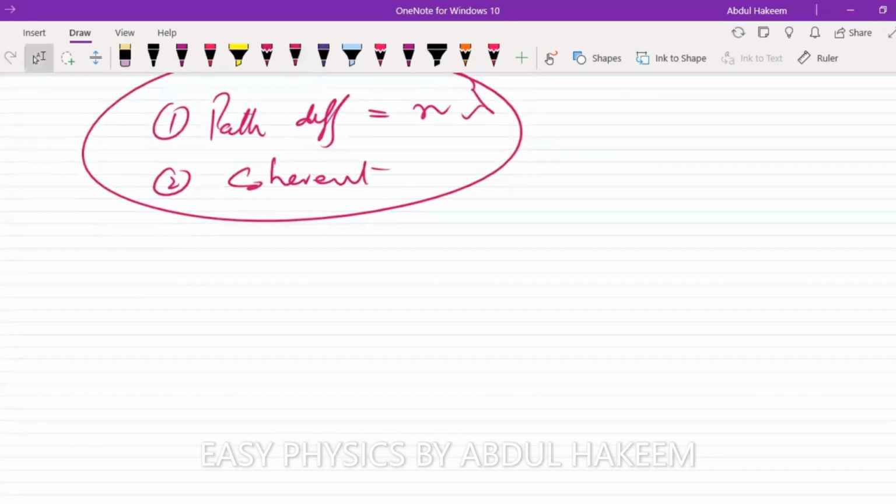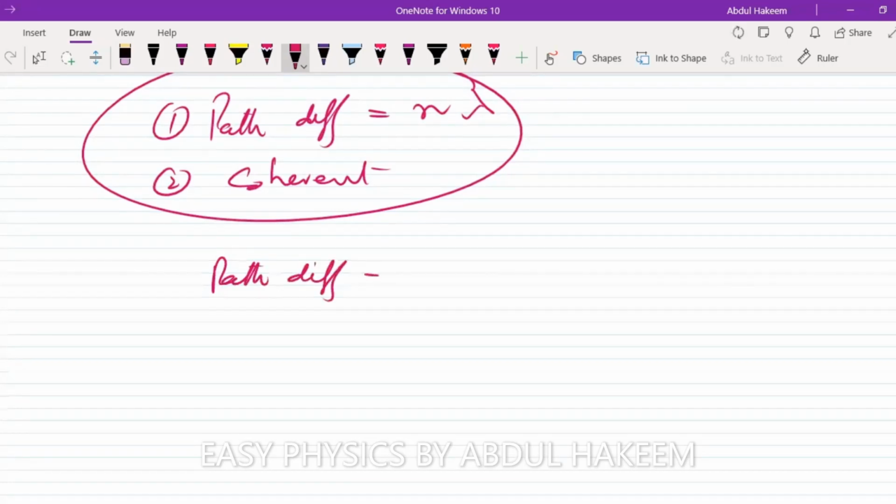And the second, if the path difference between two waves is (n plus a half) lambda, then this is destructive interference. They will have a phase difference of 180 degrees, crest over trough. And the second condition is both waves must be coherent for destructive interference.